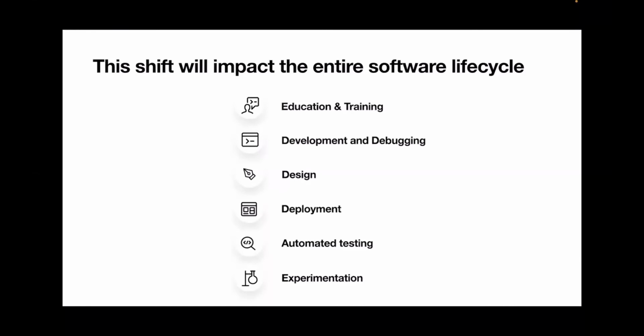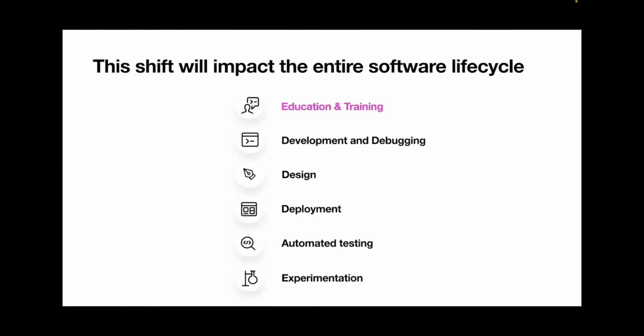So I'm going to walk you through really quickly how we're seeing that this shift will impact education and training, development and debugging, design process, deployment, and most importantly to us, the interplay between deployment and automated testing, as well as later on how we can de-risk by launching experiments with our products that might or might not be enabled for everybody.